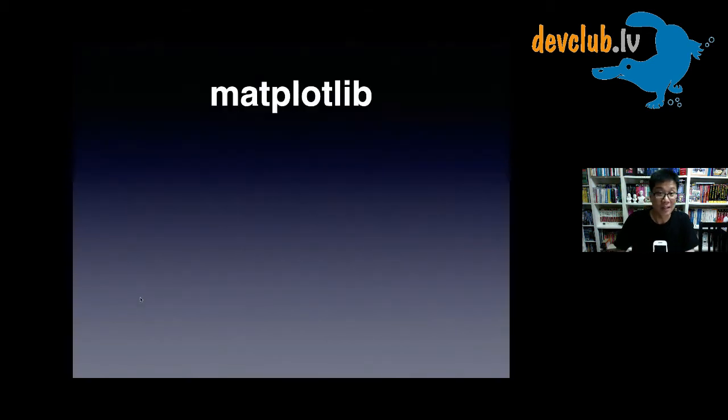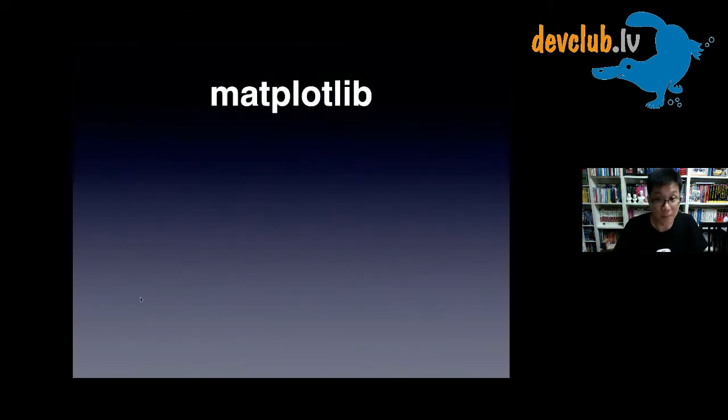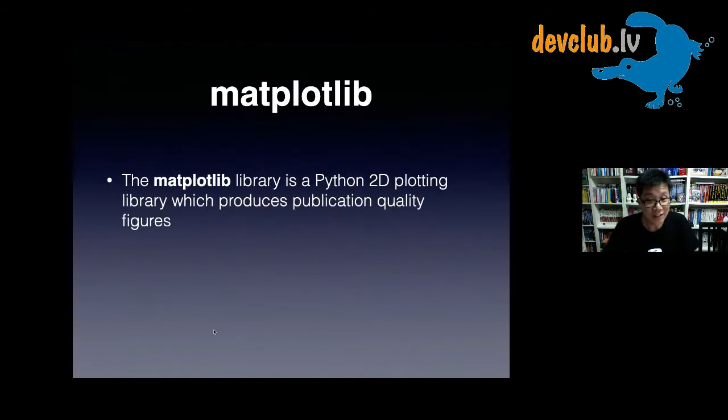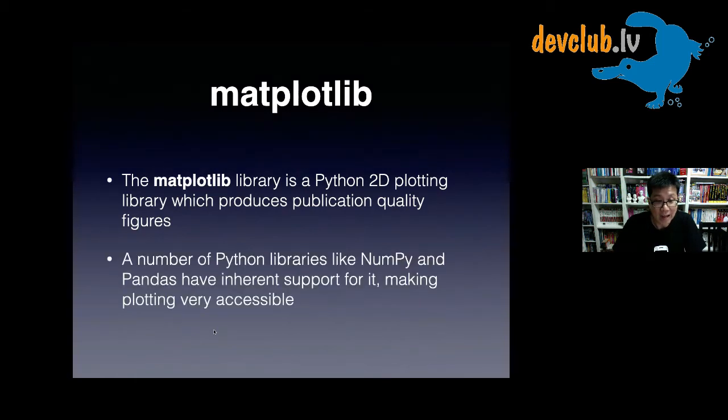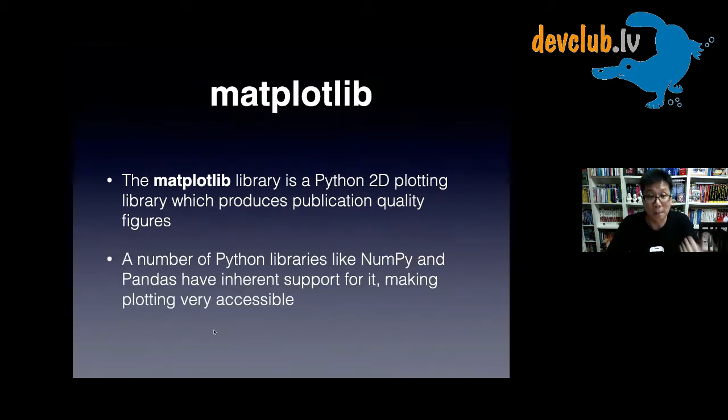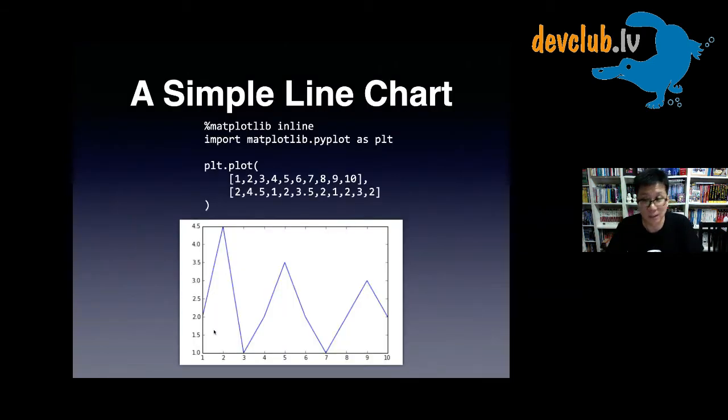So in Python, we can make use of this library known as matplotlib. Matplotlib is a 2D, in fact, 2D and 3D plotting library which produces publication quality figures. And libraries like NumPy and Pandas have inherent support for matplotlib. So you can plot directly from your NumPy array or your Pandas data frame. Here is one simple example where you could plot a very simple line chart with just a couple of lines of code. Okay, so that is matplotlib.